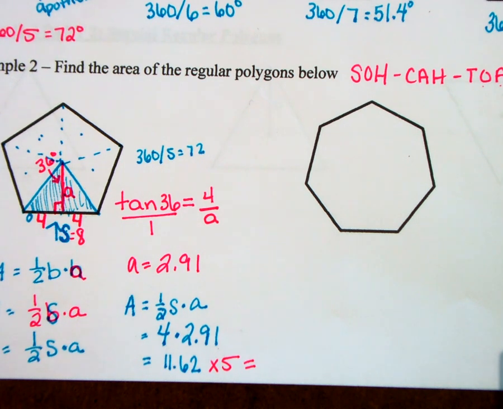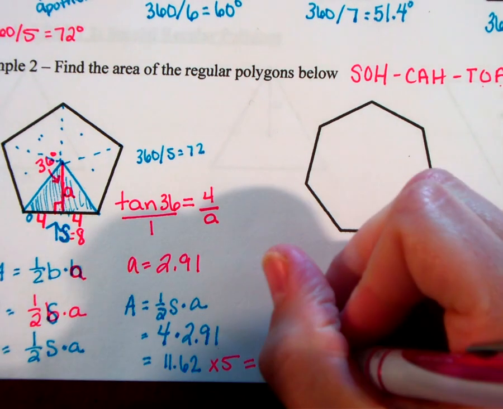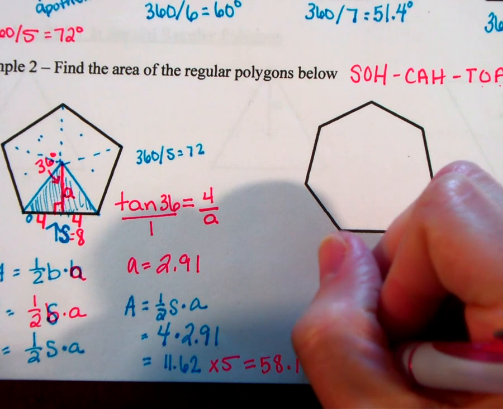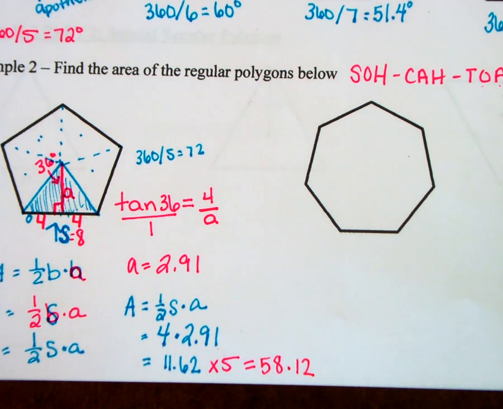So the answer that you would see on the back, we're doing this all in terms of decimal numbers, so don't worry about leaving anything in fractions or pi or anything like that. Just throw that all out the window. We're going all decimals. So this is 58.12, and it would be units squared.